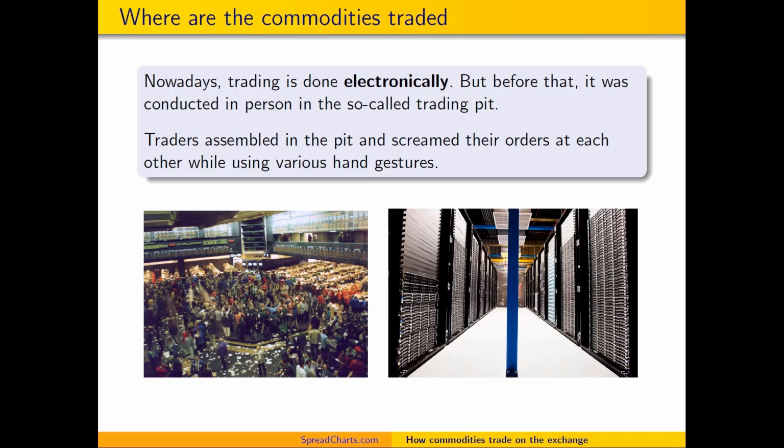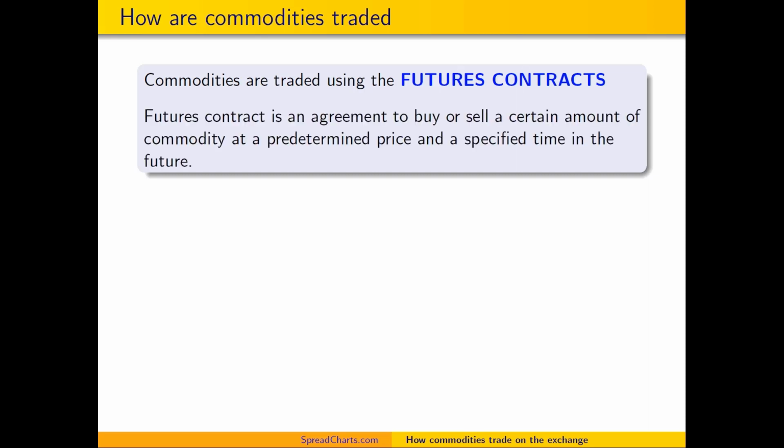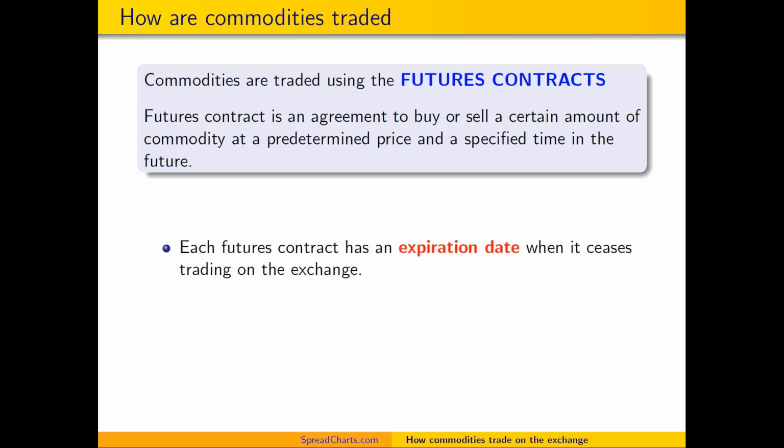And now let's move to the topic of this lesson. How are the commodities traded? Well, commodities are traded using the so-called futures contracts. Each contract is an agreement between buyer and seller. The seller agrees to deliver a certain amount of commodity at a predetermined price, and the buyer is obliged to take this commodity and pay it in full upon delivery.